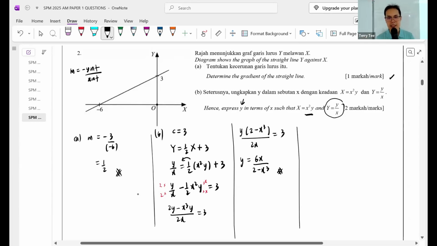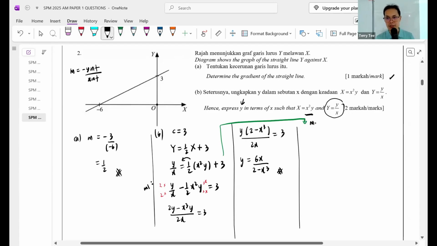Now, the second method. Method 1 starts from here. Basically, I group all the y on the same side, then I will factorize, rearrange, bring over. Now, another way of doing it, I just want to show you maybe a more direct way, right?